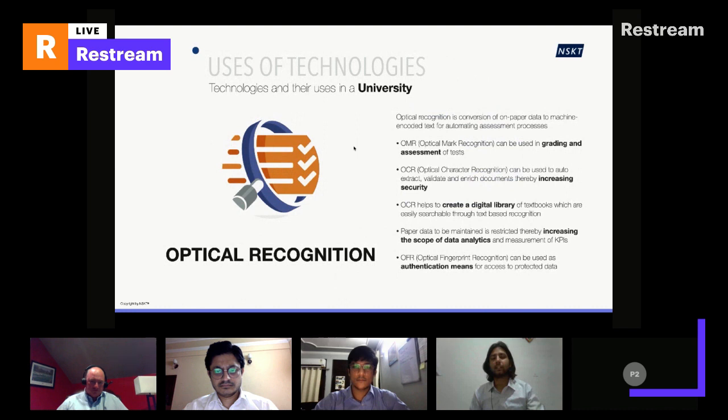Universities are using OCR technology, optical character recognition, to increase security. Also, they are using optical fingerprint recognition for increasing security, wherever fingerprints are used to secure the library or the databases.